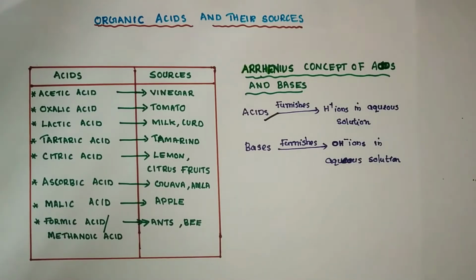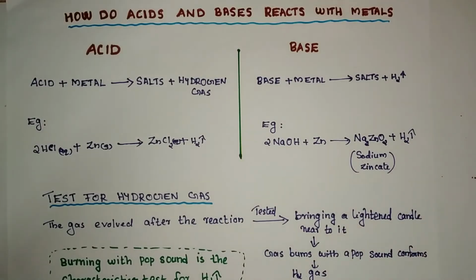The substances which give H plus ions when they are reacting with water, we call as acids. The substances which give OH minus ions when they are reacting with water, we call as bases, according to Arrhenius. Let's see how acids and bases react with metals. First we'll discuss acids.